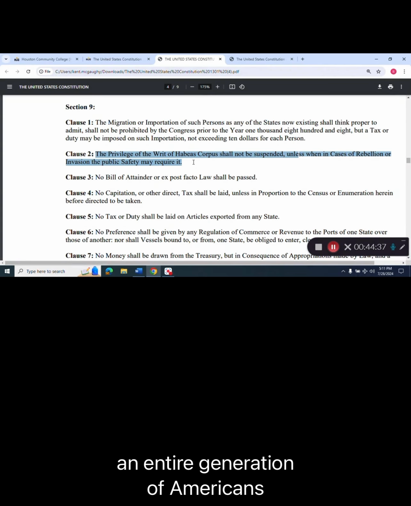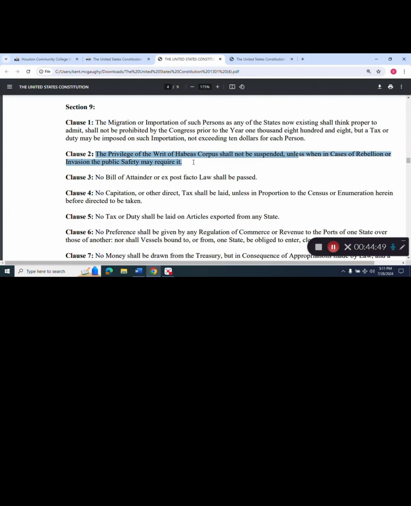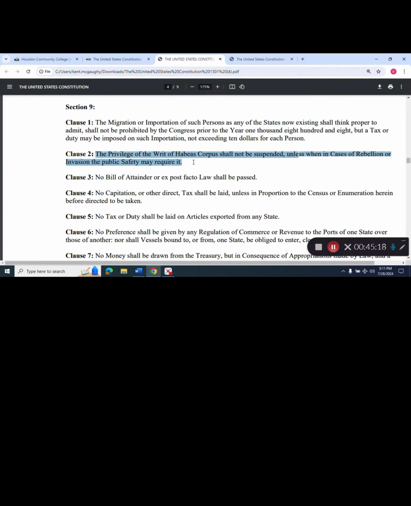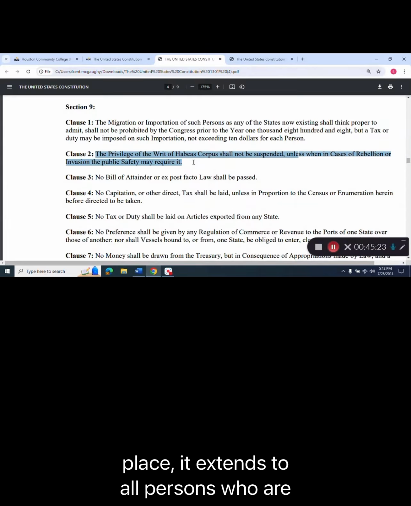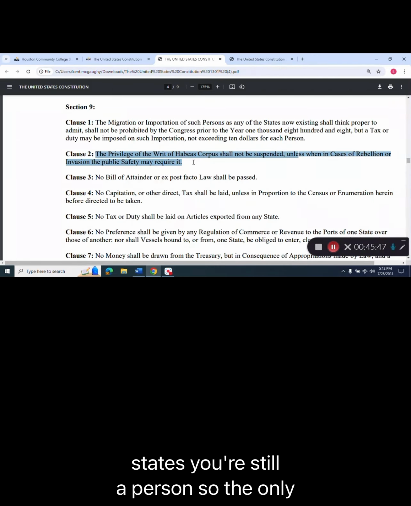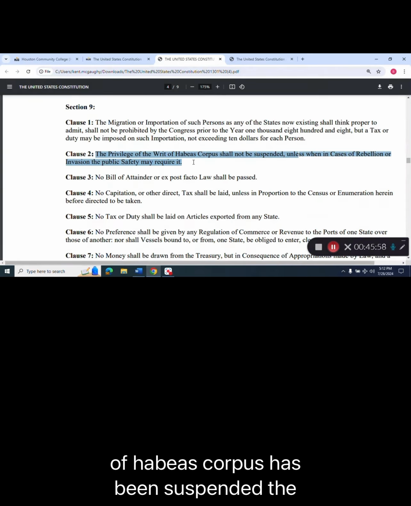And by that time, you will have an entire generation of Americans who have been born and raised under the suspension of the writ of habeas corpus. And again, there are politicians who want to be able to do this, who want to keep this going. Not necessarily because they're targeting citizens, but when you hear talk about a massive roundup of undocumented immigrants, they too are protected by the writ of habeas corpus. Again, this is when the writ of habeas corpus is in place. It extends to all persons who are within the jurisdiction of the United States. And if you're an undocumented immigrant within the jurisdiction of the United States, you're still a person. So the only way you can have this massive roundup of undocumented immigrants is if the writ of habeas corpus has been suspended.